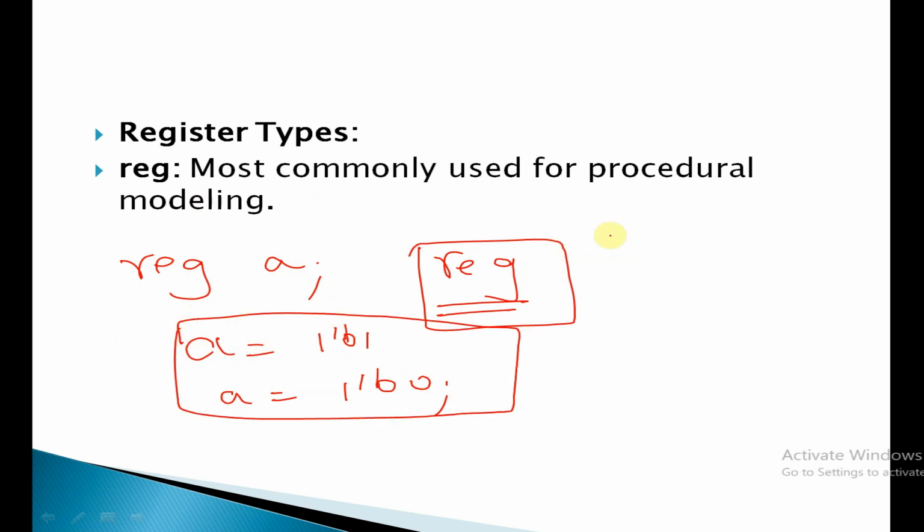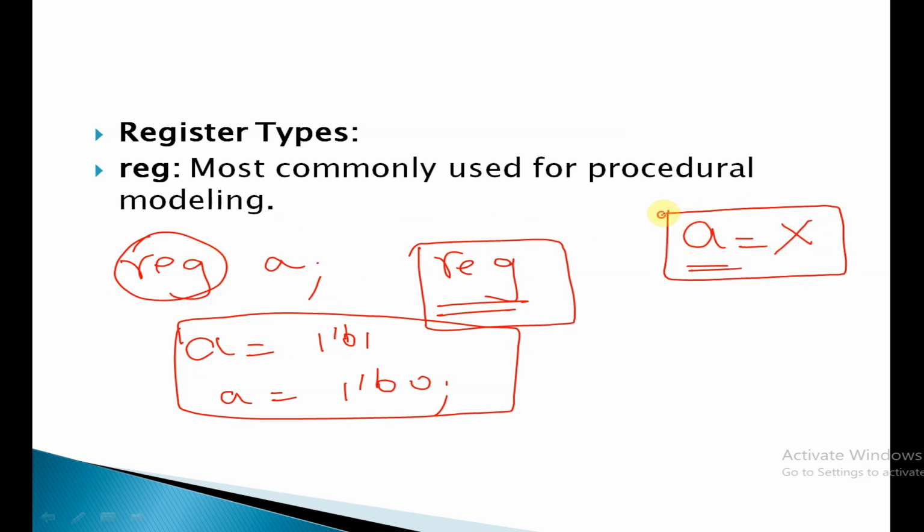And can anyone tell me what is the default value of this particular reg? What is the default value of this particular a if you have declared it? Unknown. Yes. Okay. So the default value of reg data type will be equal to unknown, whereas the default value of wire data type will be equal to high impedance. So these are the two important points to be remembered. You can store the values like this.